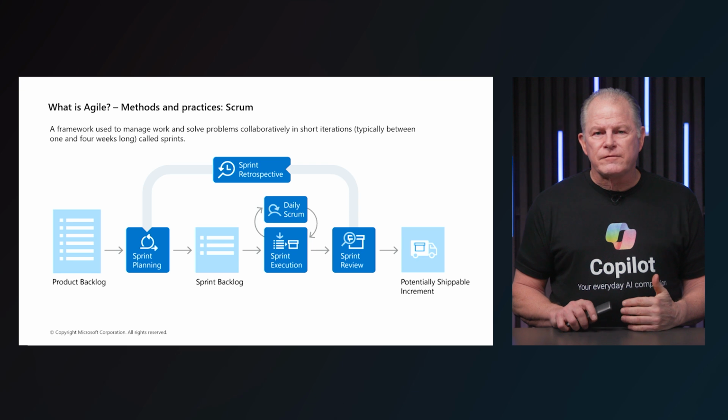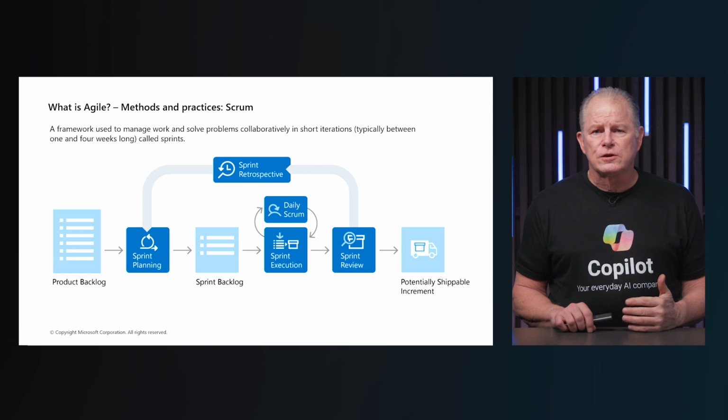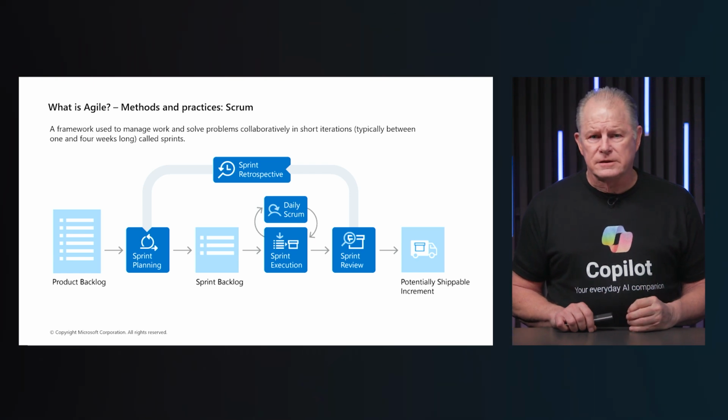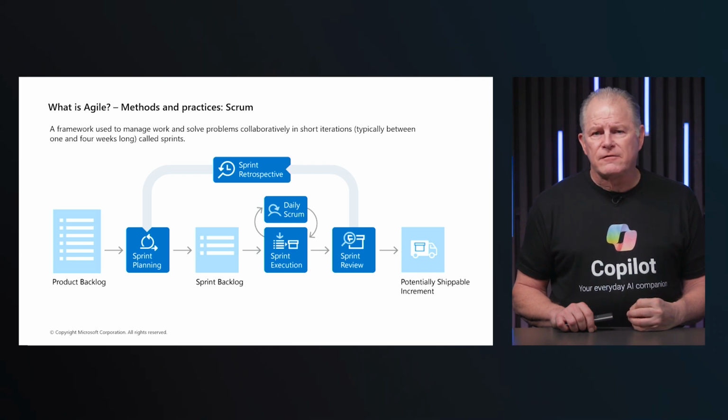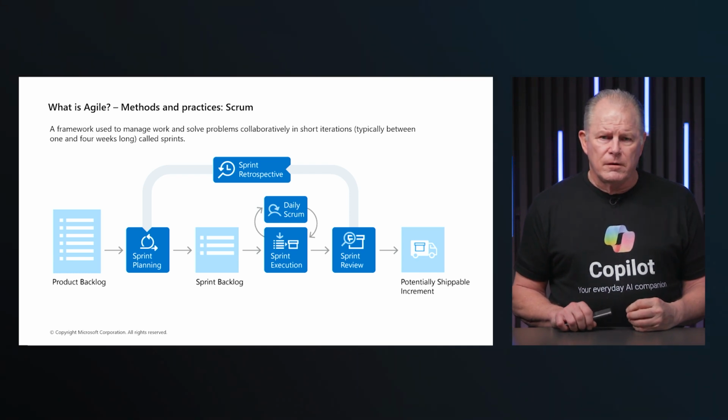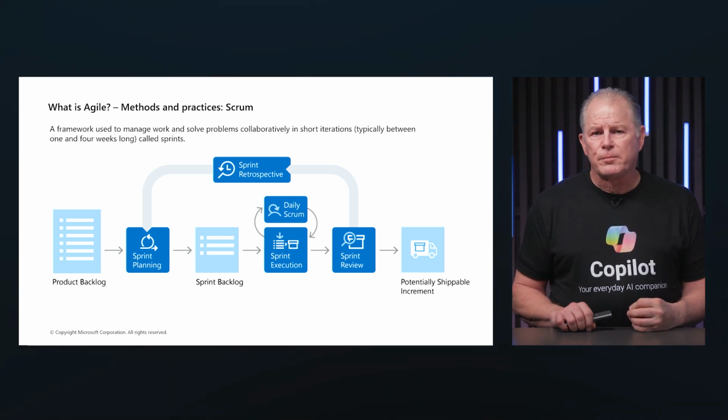The main components of the Scrum framework include roles such as the Scrum Master, who facilitates the process and ensures the team follows Scrum practices. The product owner is the stakeholder and is responsible for maximizing the value of the product. The Scrum team is comprised of a cross-functional group that works on delivering the product increment.